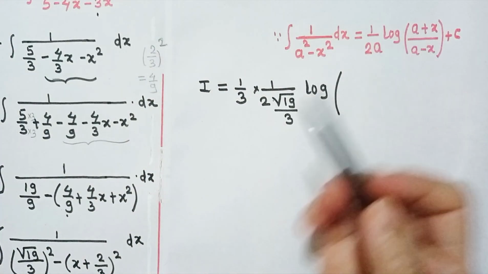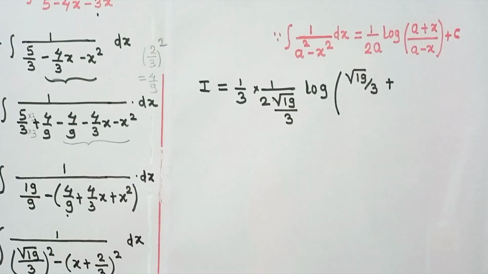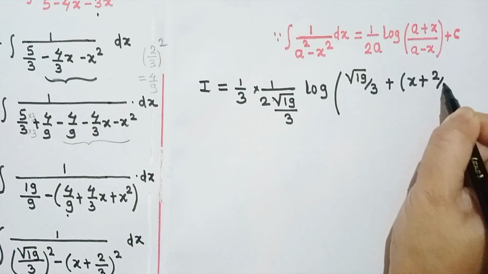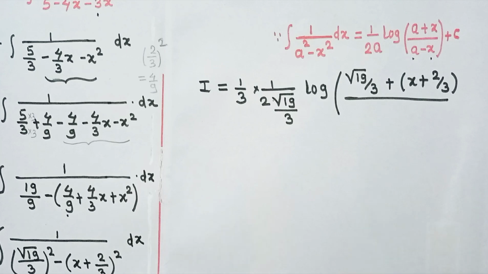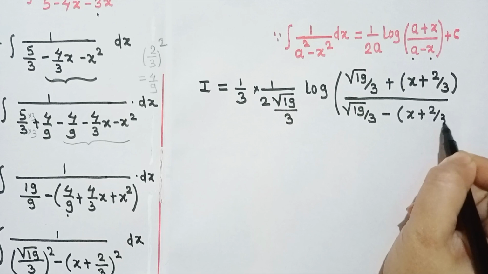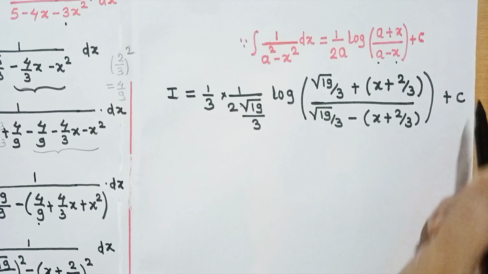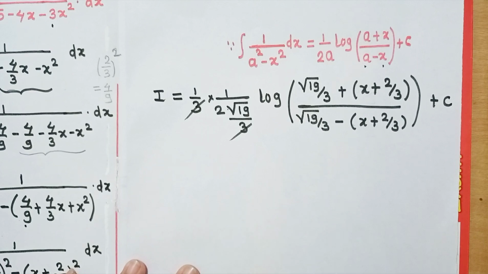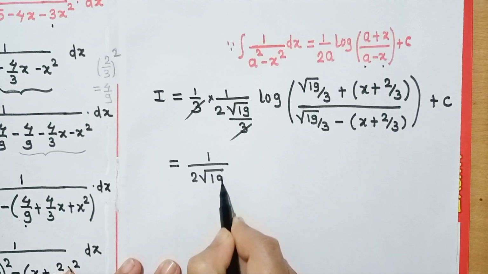Now by this formula we will add up these bases here, and so plus this x plus 2 by 3, and in the denominator like this we will subtract minus x plus 2 by 3 and bracket complete, and here we will write plus c. Again in the next step this 3 gets cancelled, so this is equal to 1 upon 2 root 19.